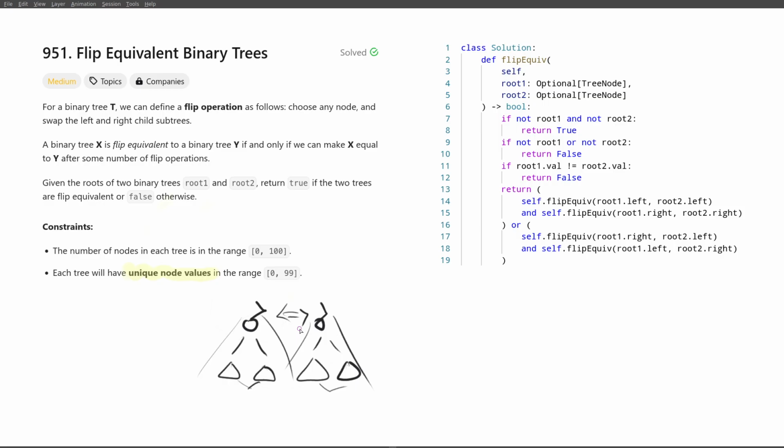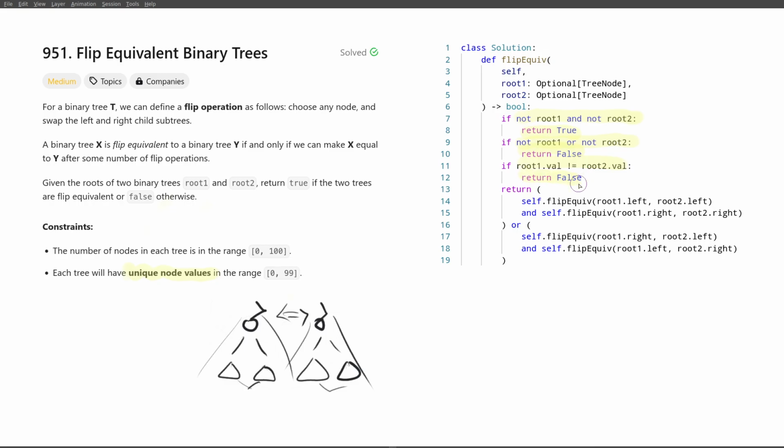So that leads us to a simple solution. We can just check if left is compatible with left, right is compatible with right, and of course check the values. Or check if left is compatible with right and the right is compatible with left. One of those is necessary for the two bigger subtrees to be flip equivalent. The implementation is simple. Of course, if we have no more trees remaining, the answer is true. If there is only one tree remaining, the answer is false. If the values don't match, the answer is false.